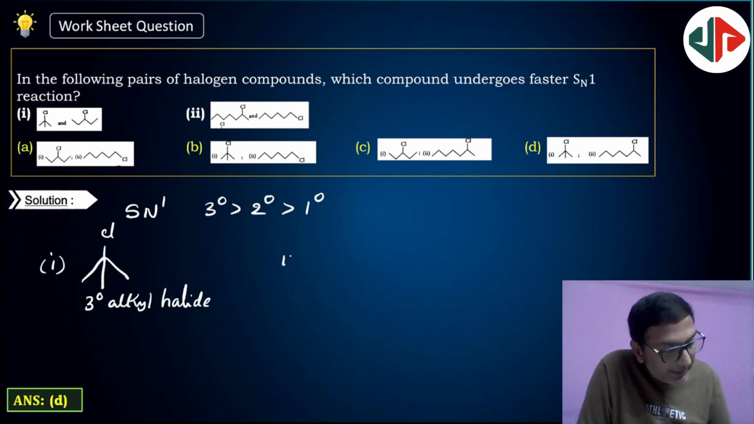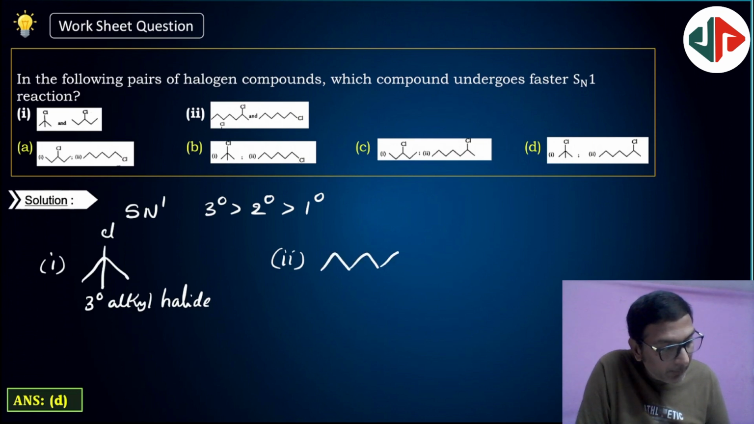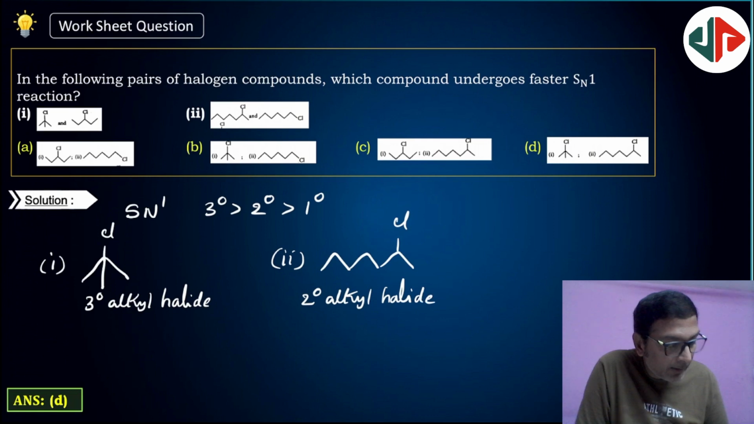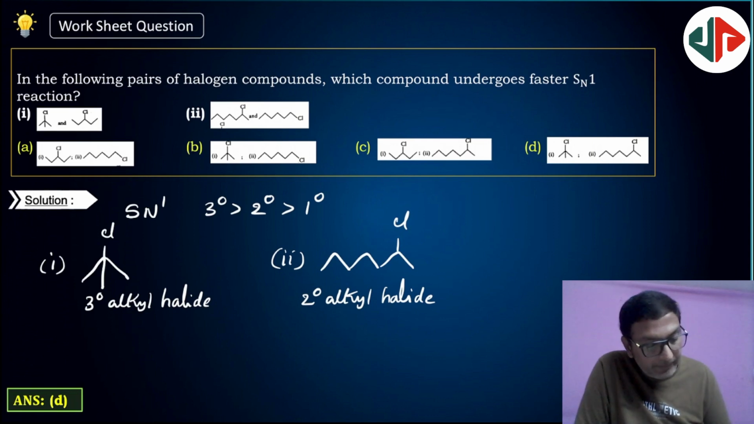Next, in the second case, both primary and secondary are present. Between primary and secondary, the secondary alkyl halide is more active. Therefore, in the first option the first compound, and in the second option also the first compound. Therefore, option D.